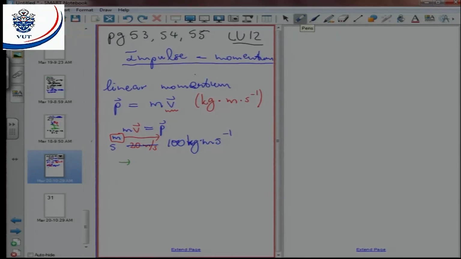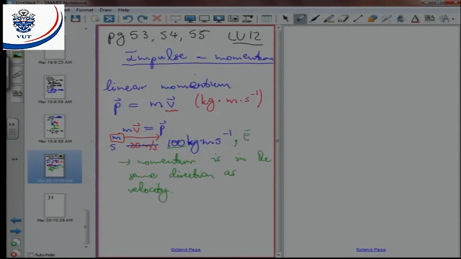Okay, so that's the definition of momentum, and you can see that even though I did not state it, momentum is in the same direction as velocity. Of course momentum is a vector, so in this case we need to add the fact that this is east according to this diagram. So your momentum would be 100 kilograms meters per second east.